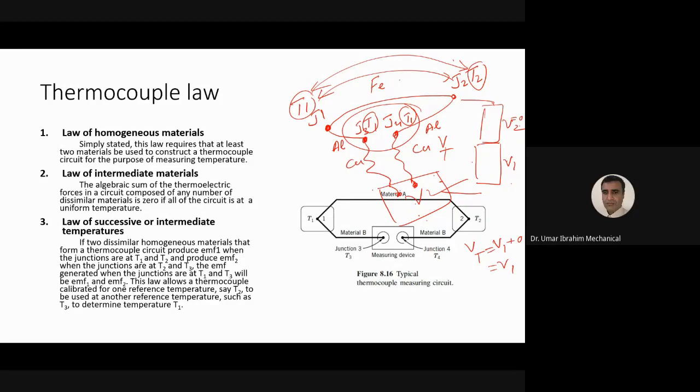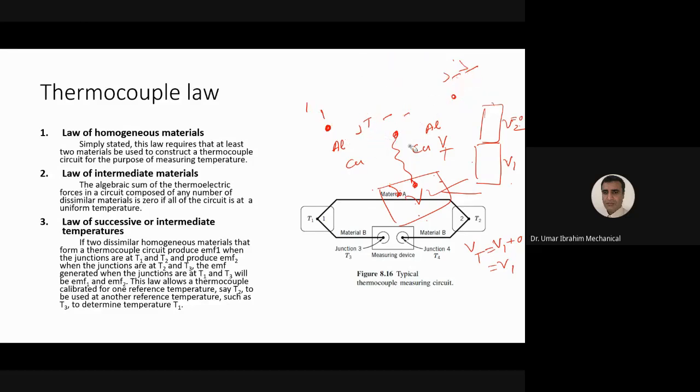ठीक है. So you can treat a thermocouple like a battery, like an EMF source, for understanding. You can treat it like an EMF source, which it actually is, or you can treat it like a battery in simple words. Third one is law of successive or intermediate temperatures. If two dissimilar materials, okay, let me explain this law first. Third law.